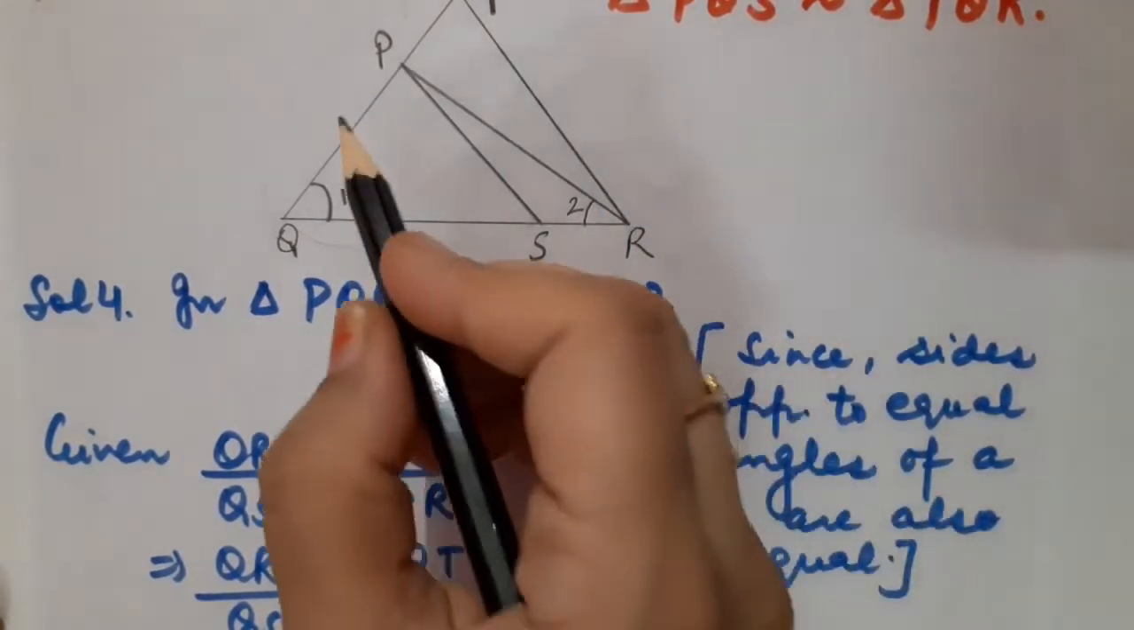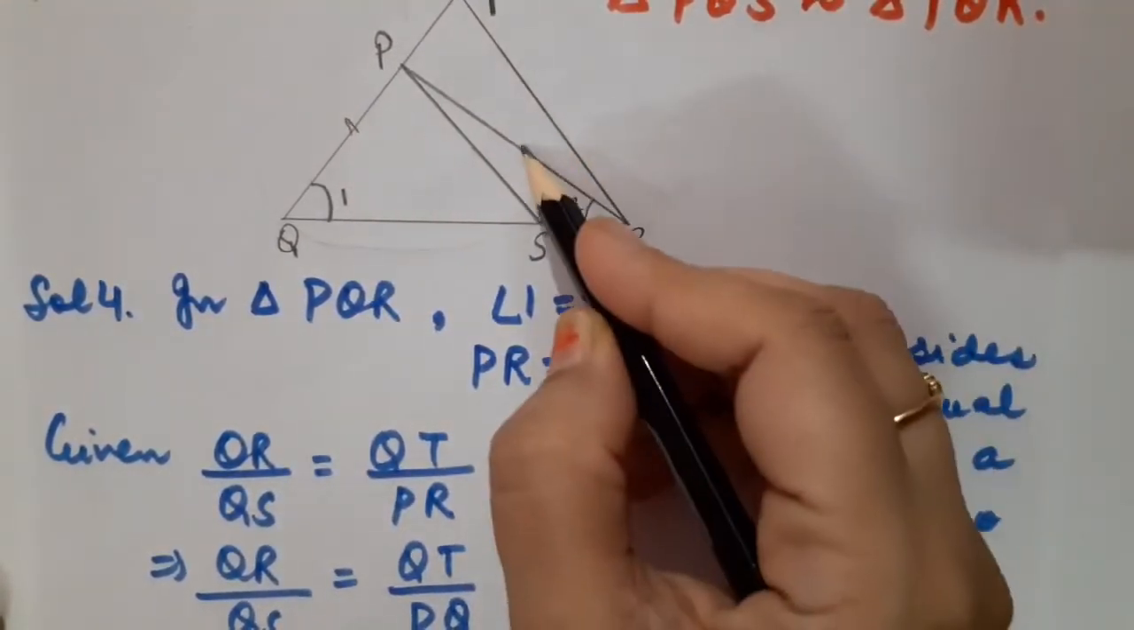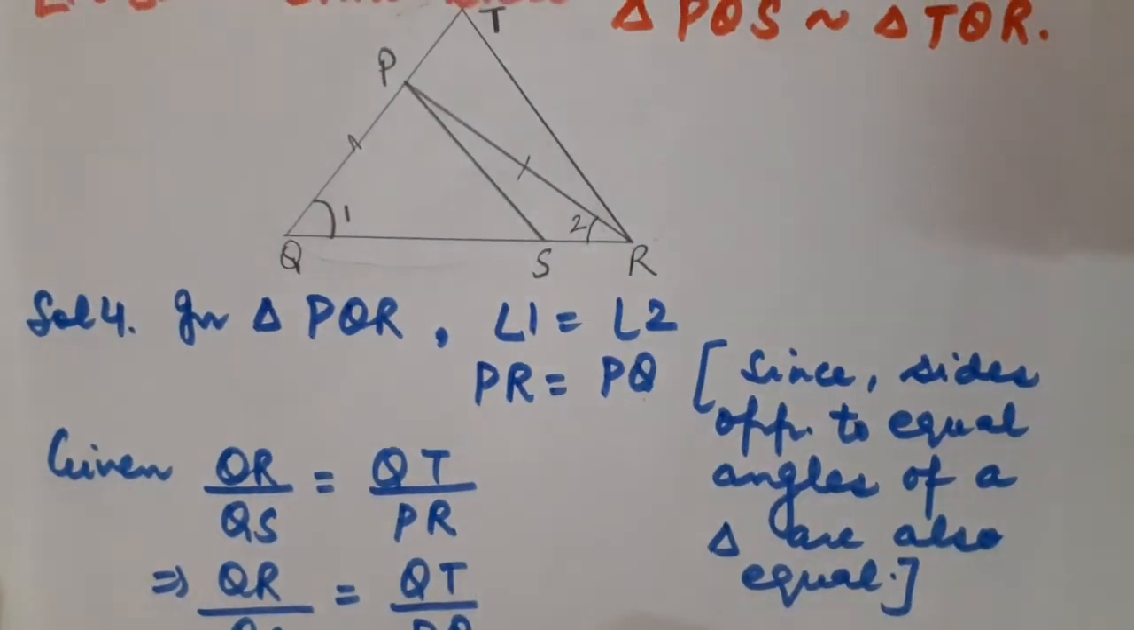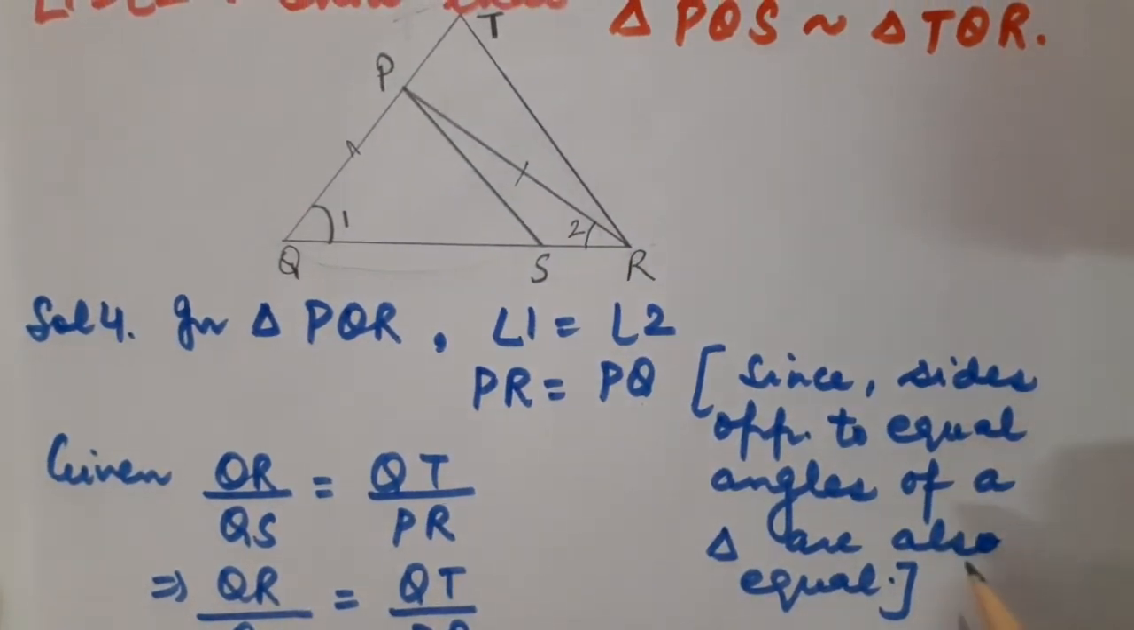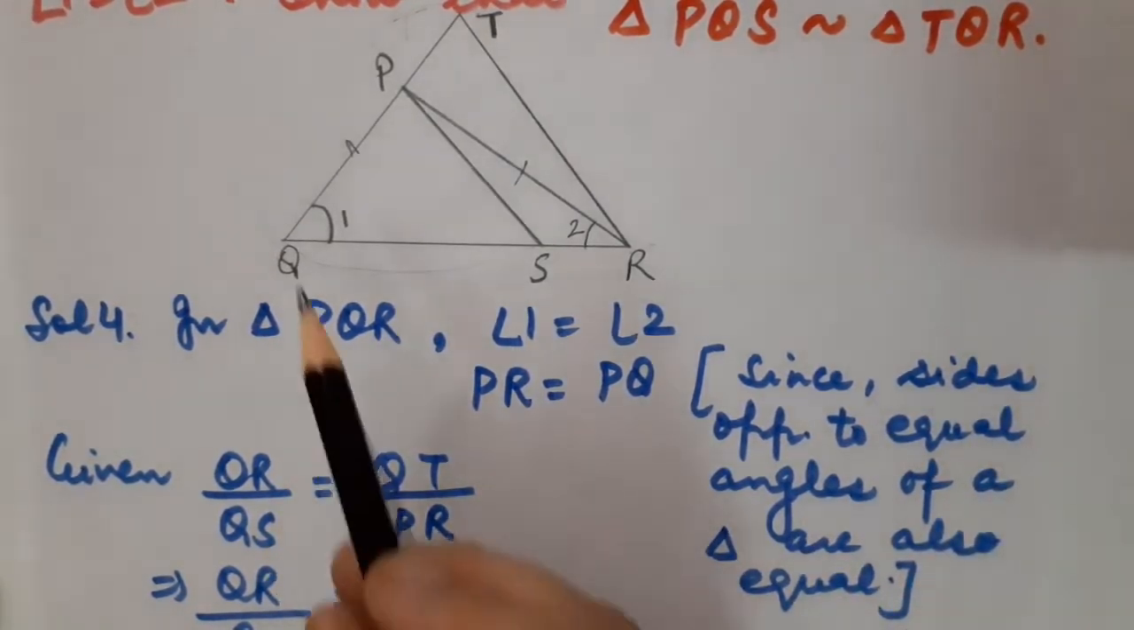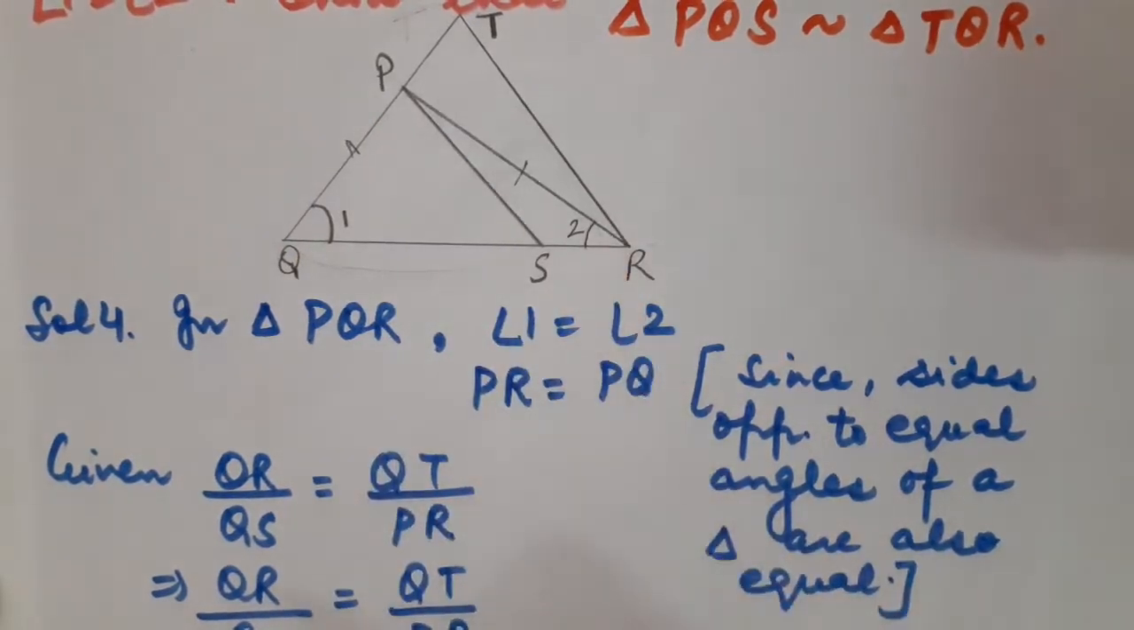Then what can we say? That PQ must be equal to PR. Or whatever condition I have explained to you, like sides opposite to the equal angles of a triangle are always equal. So what can we say? That PQ must be equal to PR.